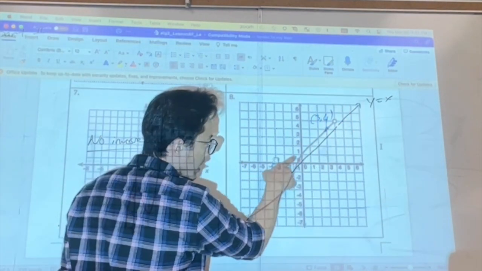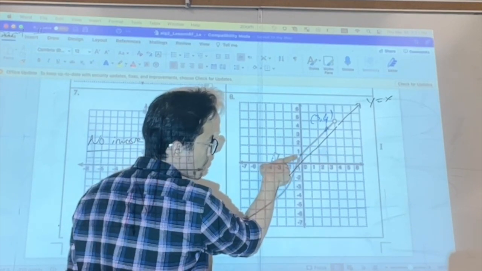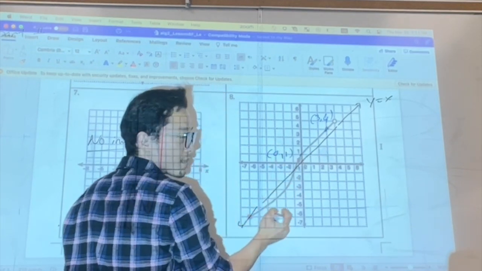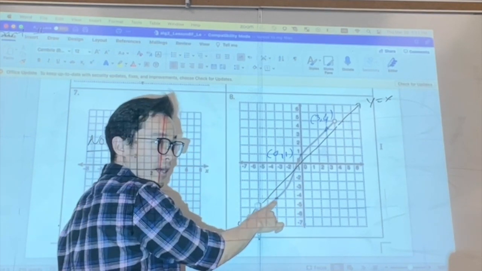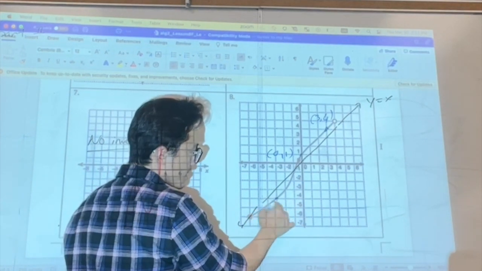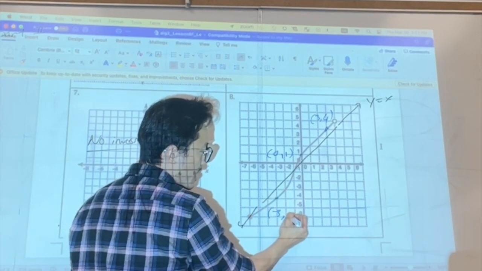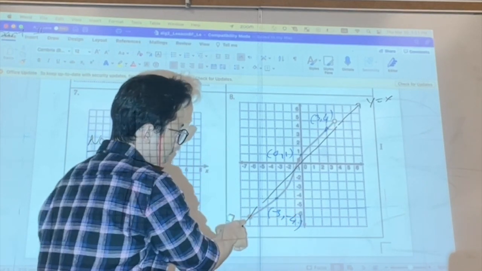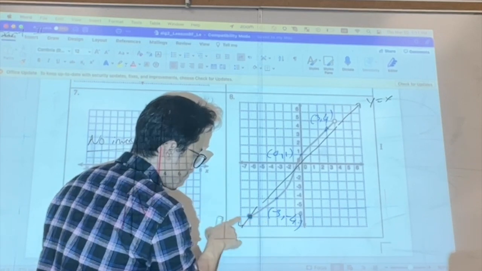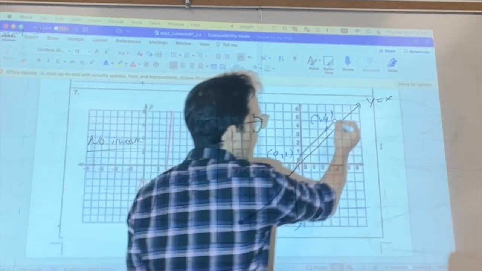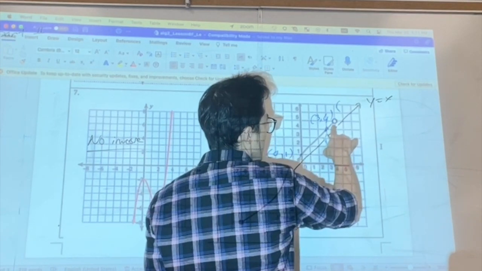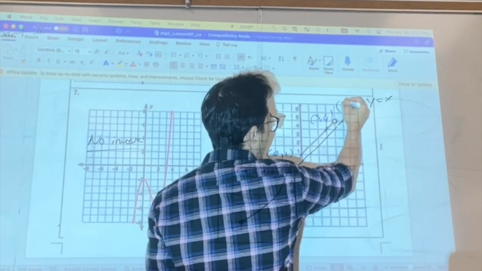Maybe one more. How about this? What is this point? 0, 1, right? Let's choose one more. How about this? This is a nice point, right on the spot. What is this? -3, -4. Okay, maybe one more here. Okay, this one, -6 and -6. And then this one is 4 and 5.